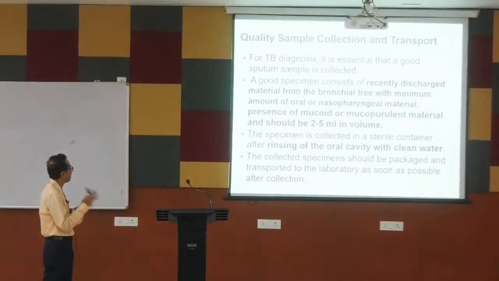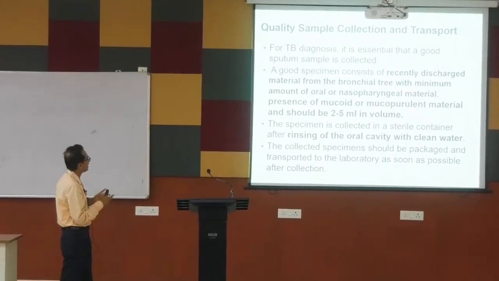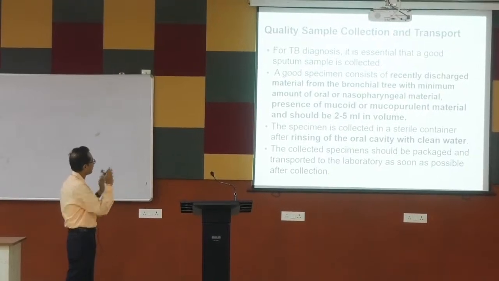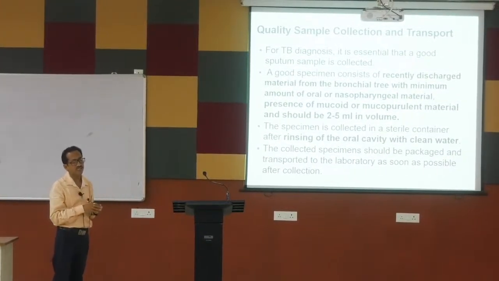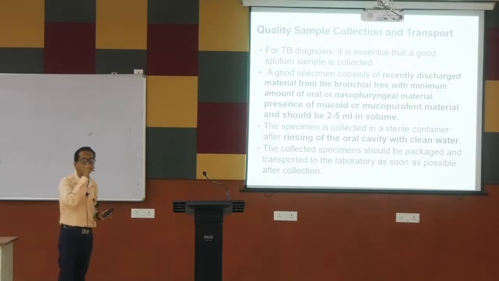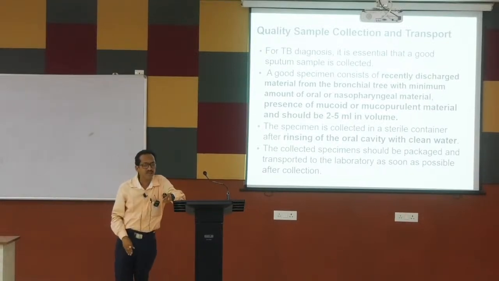So what are the 2 samples? Recently discharged material from the bronchial tree with a minimum amount of oral and nasopharyngeal material. Presence of mucoid and mucopurulent material. What would be the optimum volume? 2 to 5 ml. Sputum should be collected in a wide mouth container. Should you ask him to gargle with antibiotic? No, you should ask only to rinse the mouth with plain water.